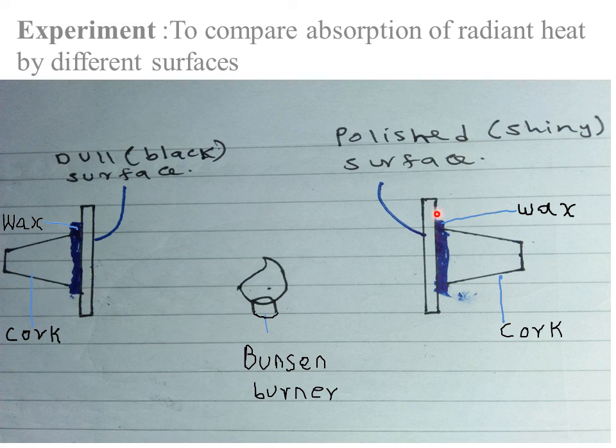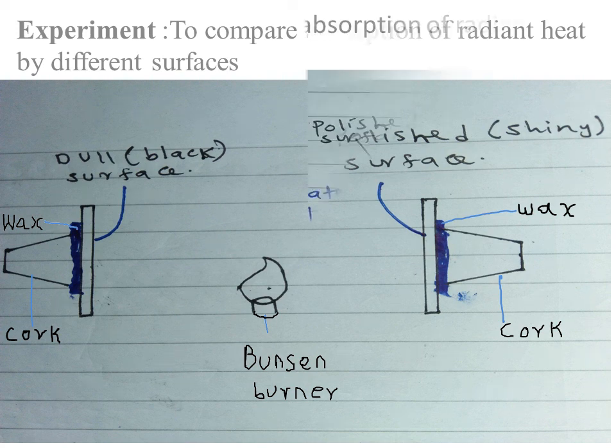Then we are saying that the polished surface is a poor absorber of heat, or a good reflector of heat, therefore it does not absorb heat. Therefore, because there is no heat to melt the wax, this coke will remain intact, in contact with the polished surface, and therefore does not fall off.